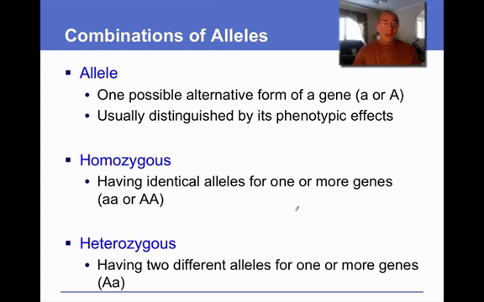So a few definitions. An allele then is one possible alternative form of a gene, usually expressed as a recessive and a dominant version. Recessive is lowercase, dominant is uppercase. And homozygous is whether you have two the same, it could be dominant or recessive. And heterozygous if you have two different alleles, as in here.